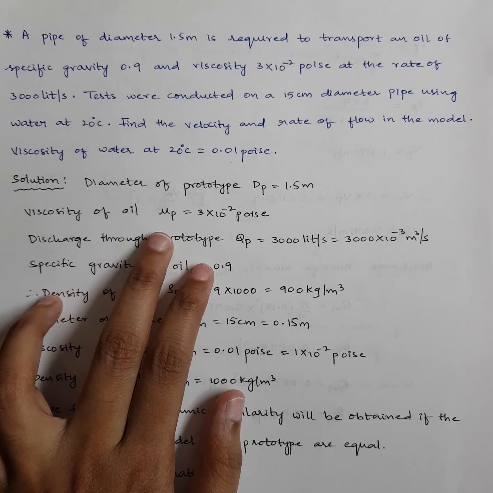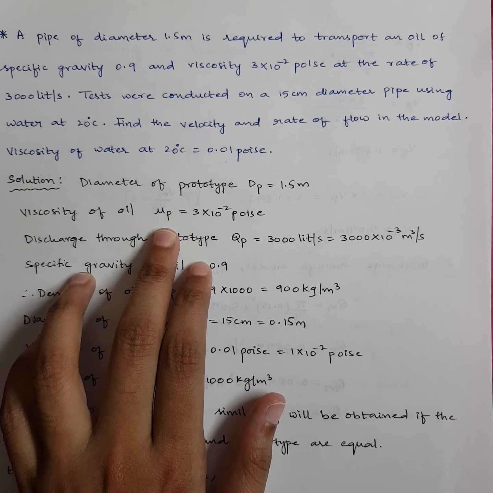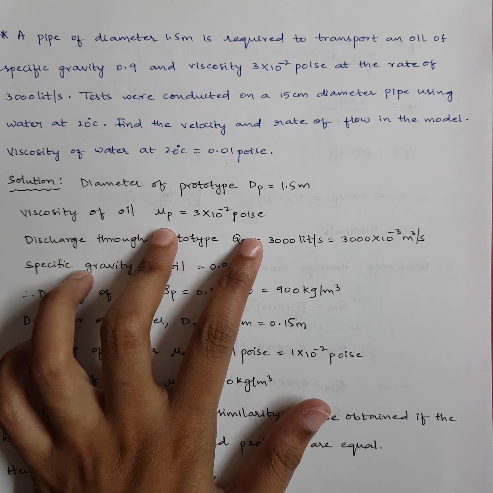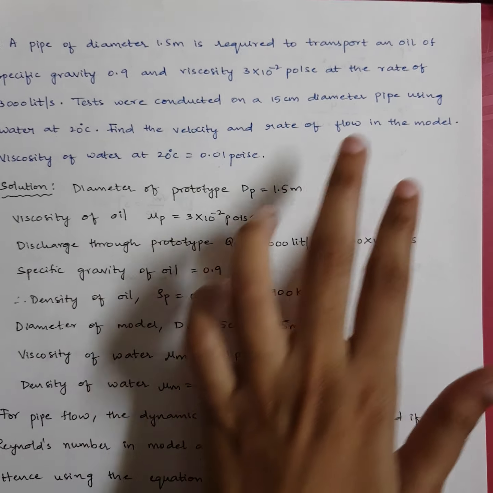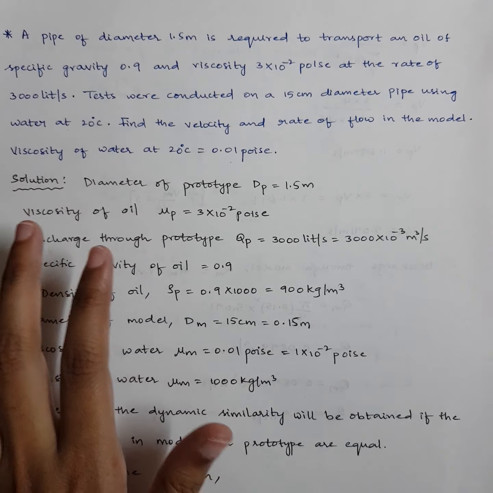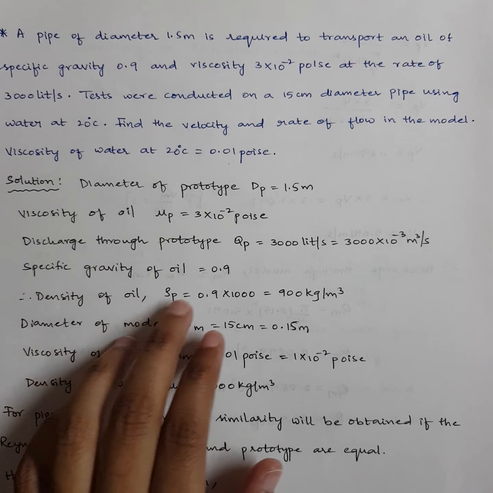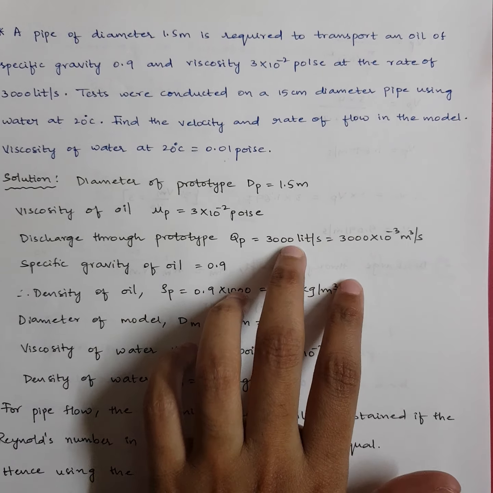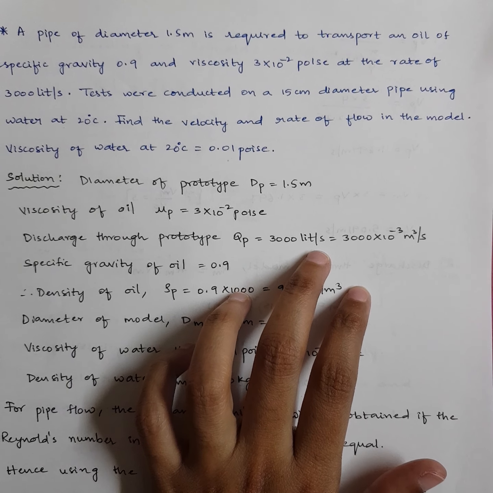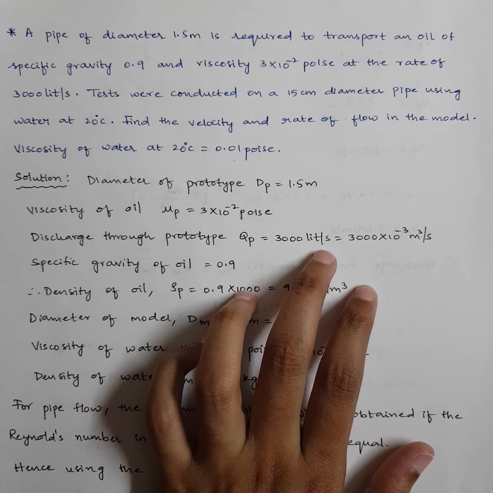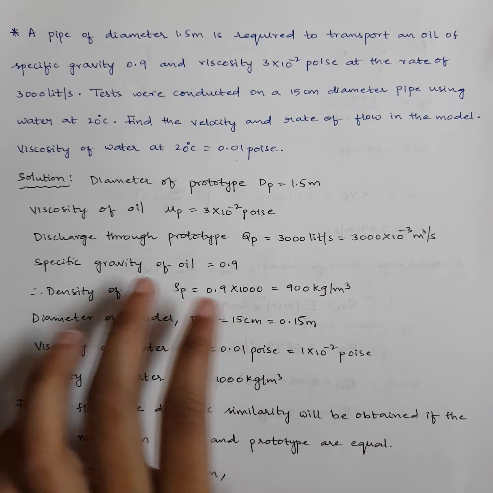So the viscosity of that oil is given as 3 into 10 power minus 2 poise. Next, the rate of 3000 liter per second means the discharge through the prototype is given, which is Qp. So I'm converting liter per second into meter cube per second. Just divide by 1000 or multiply by 10 power minus 3.